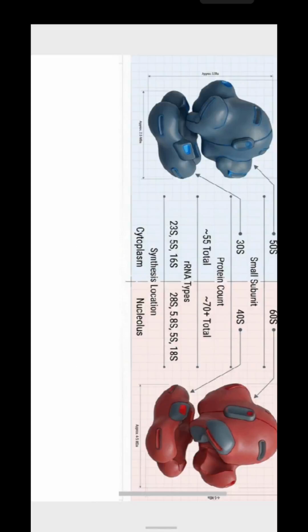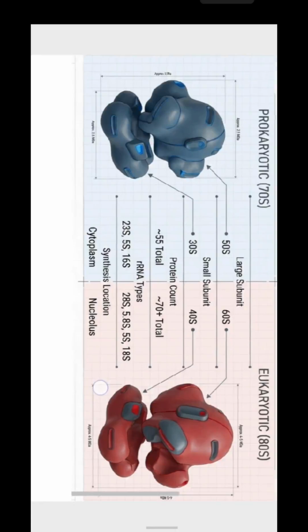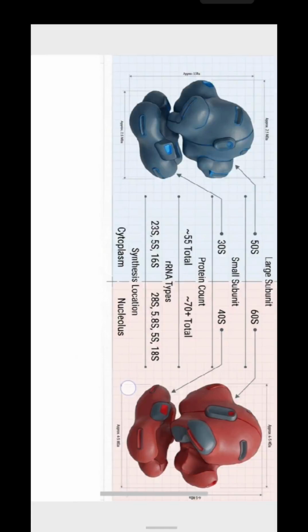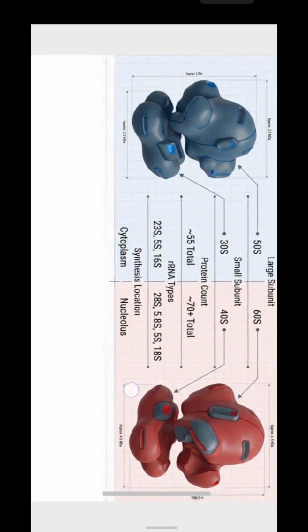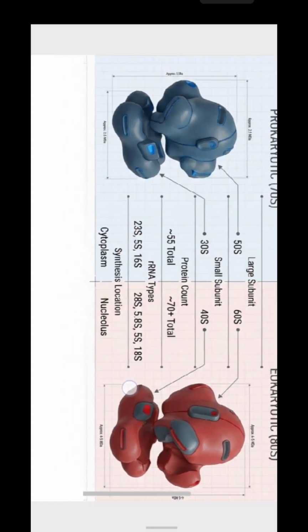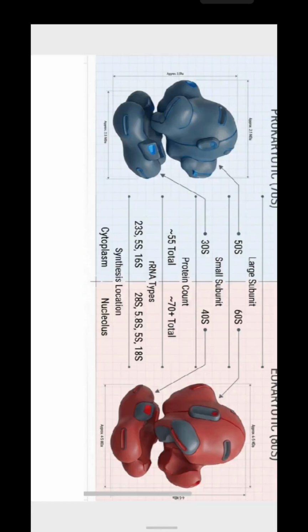And if we talk about the synthesis location of these two types of ribosomes, 70S ribosomes are synthesized inside the cytoplasm, while eukaryotic 80S ribosomes are synthesized inside the nucleolus. The proteins of these constituents are synthesized inside the cytoplasm, but they migrate to the nucleus, and the assembly of smaller and larger subunits takes place.